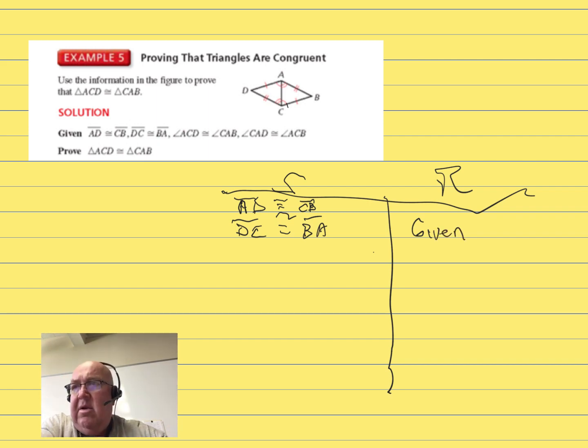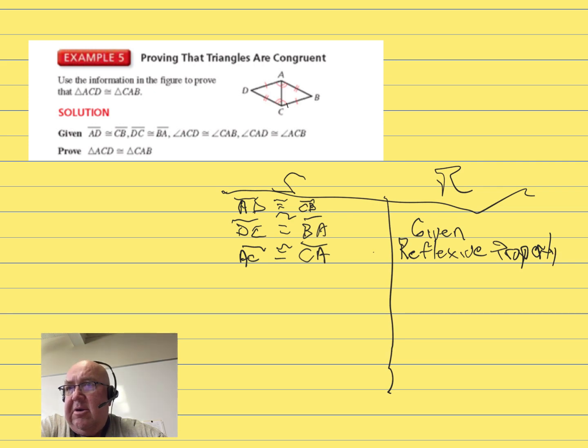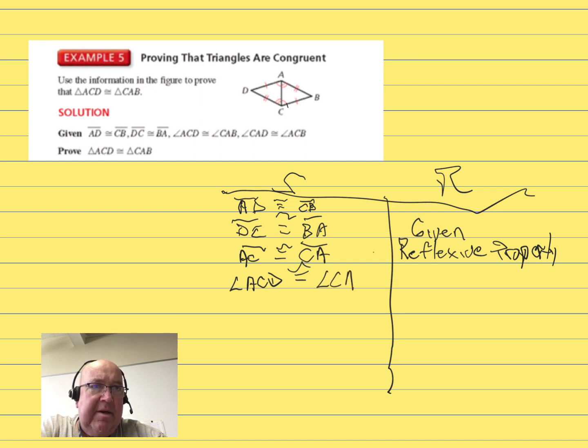Okay, we're going to state then that segment AC is congruent to segment CA, which is the line connecting in the middle, so both directions. That is just the reflexive property. We also know that triangle ACD is similar to triangle CAB, and that angle CAD is congruent to angle ACB, and that information was given to us.